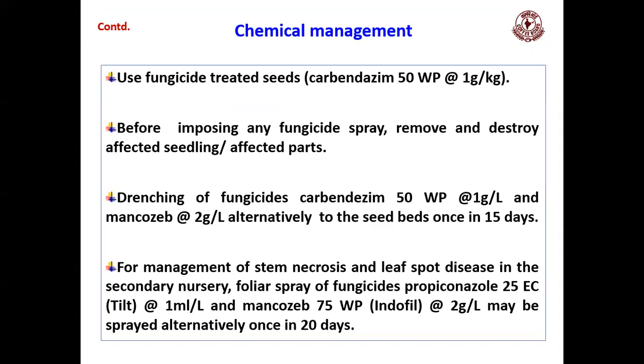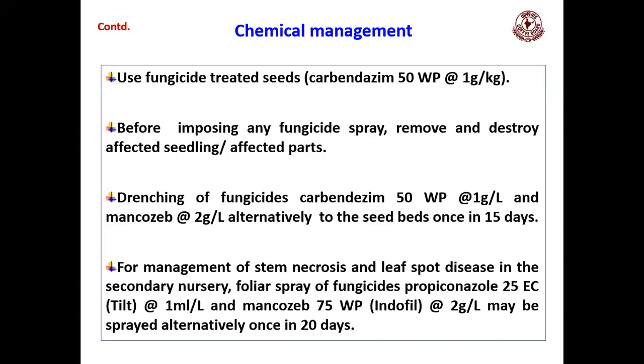And before applying any fungicide to the seed beds or the secondary beds, please remove the affected seedlings or the affected parts and destroy them. If you don't destroy them, if you throw them in a nearby place in the nursery, the wind and the rain may carry the spores of the fungus and it may spread to the seedlings. So please destroy the affected parts of the affected seedlings.